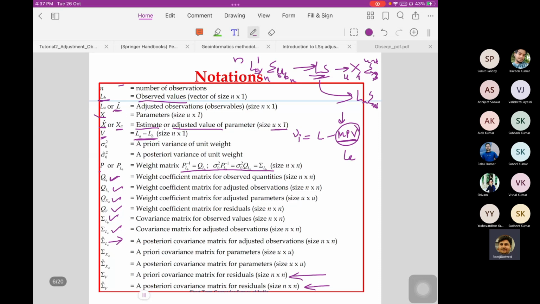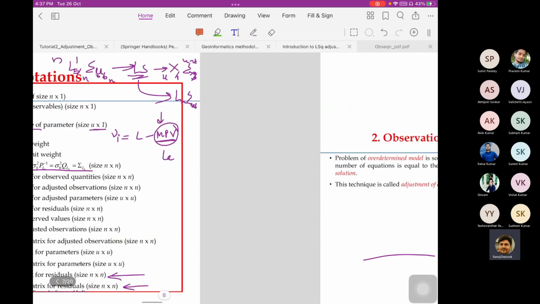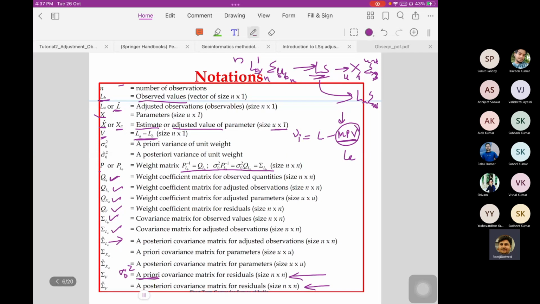Whenever we are using the word a priori, we are using sigma naught square. Where we are using a posteriori, we are using sigma naught square hat.